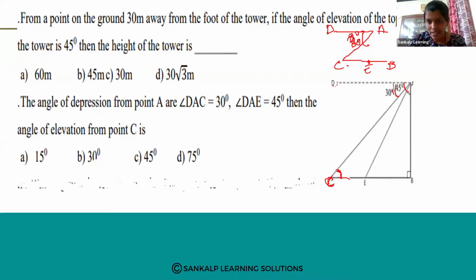So it is in Z shape. In a Z shape, these are alternate angles. So alternate angles are equal. If A is 30 degree, then C will become 30 degree. Why? Because these two are alternate angles. So C is 30 degree. Therefore, option B is right. That is 30 degree.